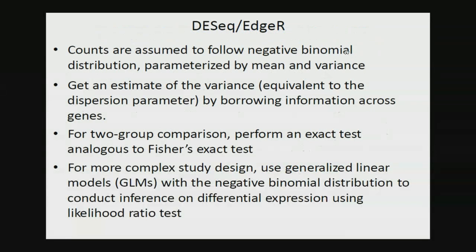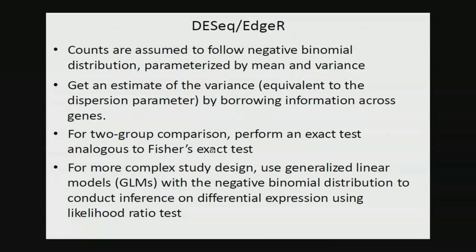All right, so these two packages, DESeq2 and edgeR, in these two packages, all the read counts are assumed to follow a negative binomial distribution, parameterized by its mean and variance. So basically it's the lambda and the phi, the over-dispersion parameter and the rate parameter. And then again, these software packages estimate the variance by borrowing information across genes.